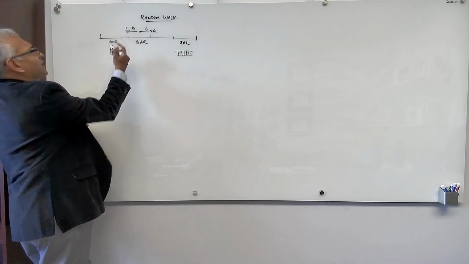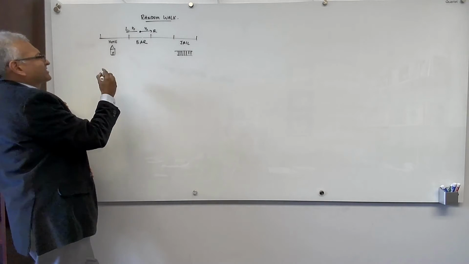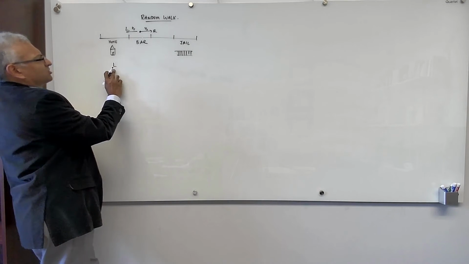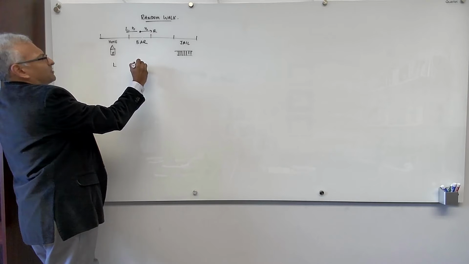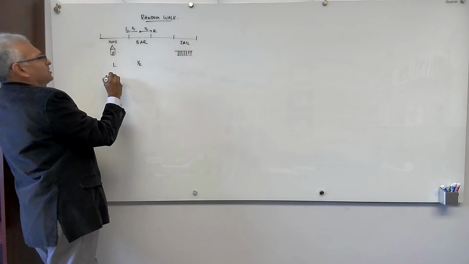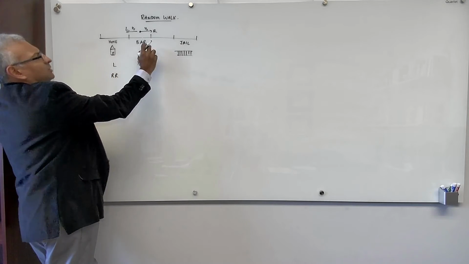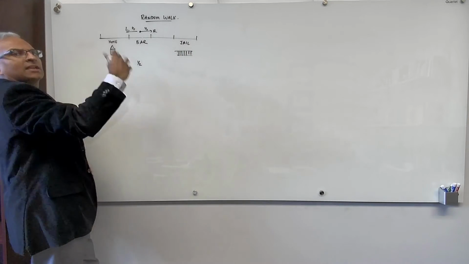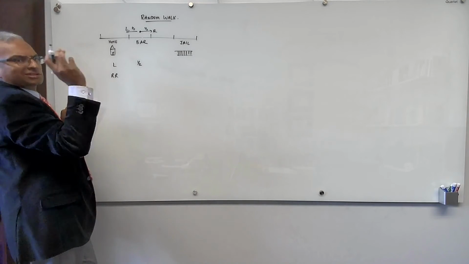So if the drunk moves left, he's at home and that's the end. He gets into bed and sleeps. So L. And what are the chances of that? L is 1/2. Now he could move right, in which case he's in jail. Again, the whole process stops and he sleeps in jail for the night.